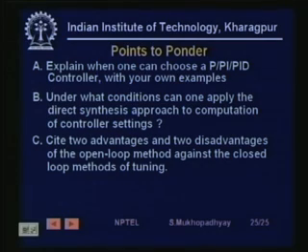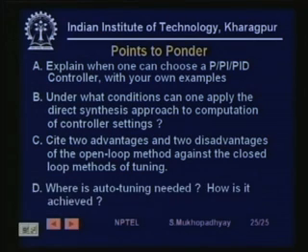You can also cite two advantages and disadvantages of open loop method against the closed loop method. And finally you can find under what situation an auto tuning feature will be needed and how an auto tuning is achieved. One procedure is already given in the lecture. So here we end. Thank you very much.